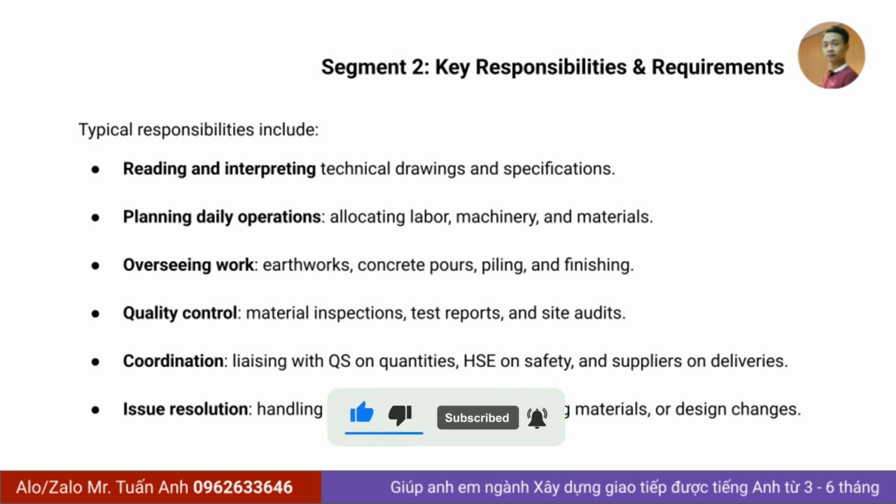Coordination, liaising with QS on quantities, HSE on safety, and suppliers on deliveries. Issue resolution, handling discrepancies in levels, missing materials, or design changes.